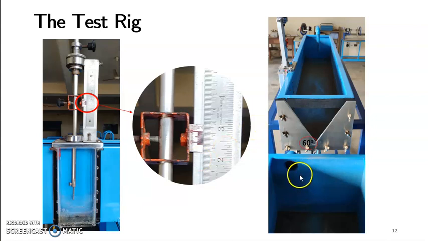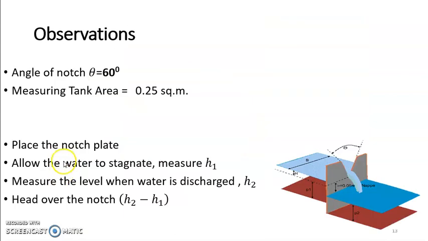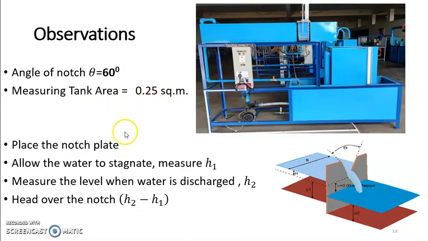Once the water comes out from this particular channel through this V notch, it will be collected in this collecting tank. Coming to the observation part, the first very important thing is the notch angle, that is theta, which is equal to 60 degrees, and the measuring tank area, that is the collecting tank cross-sectional area, which is 0.25 square meter in our case.